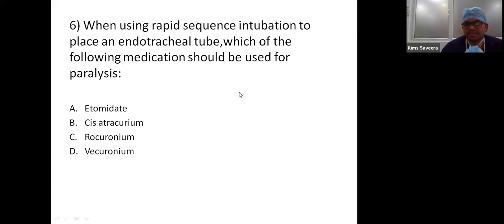When using a rapid sequence intubation for placement of endotracheal tube, which of the following medication should be used for paralyzing? A. Etomidate, B. Cisatracurium, C. Rocuronium, D. Vecuronium.